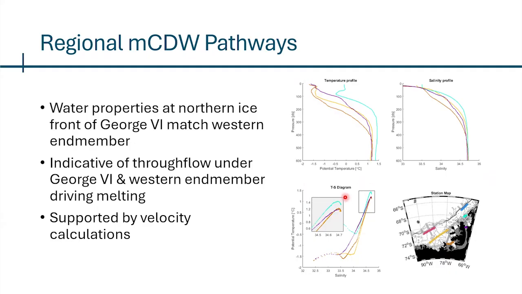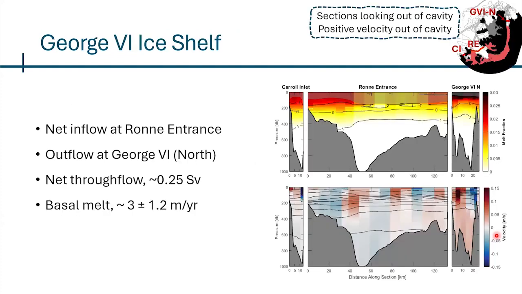So you can see, particularly if you look at this zoomed in bit of the TS diagram, that water, which is this profile here at the northern end of the ice front, very closely matches our western end member and suggests that there's a through flow underneath George VI from the southern to the northern end. And it's this western end member that's cooler that drives most of the melting here, which is also supported by velocity calculations.